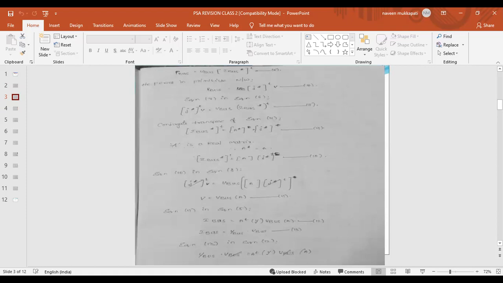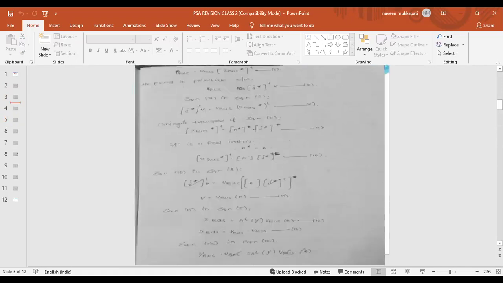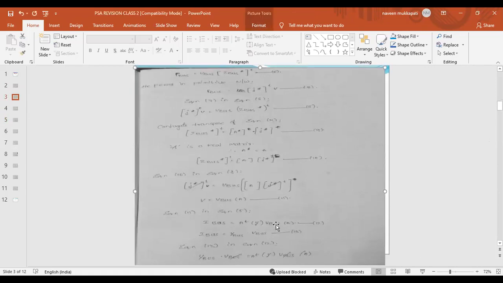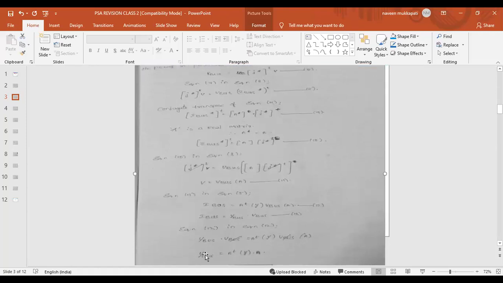Then, substituting 13 in 12, we obtain Y bus is equal to A transposed into Y into A. Therefore, Y bus is equal to A transposed Y A.